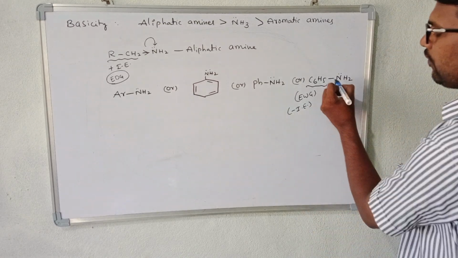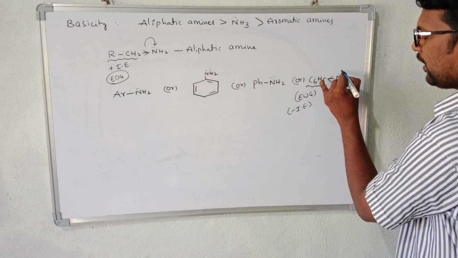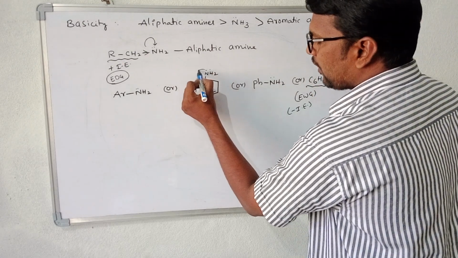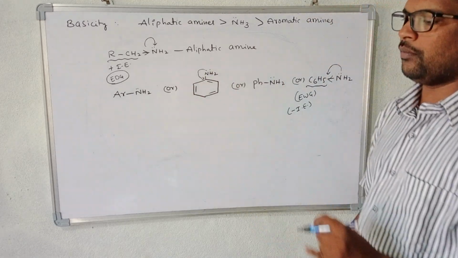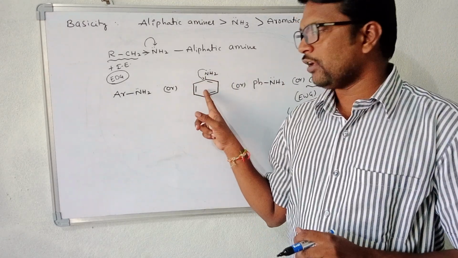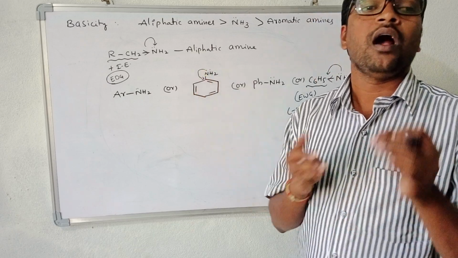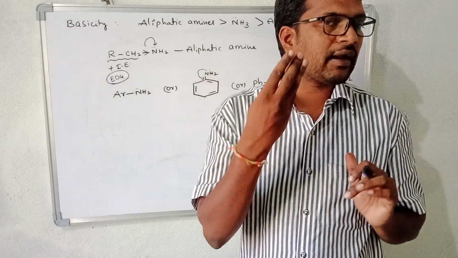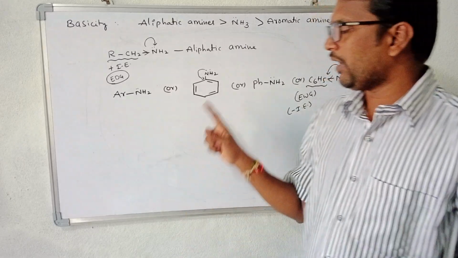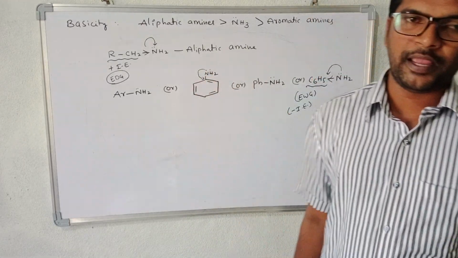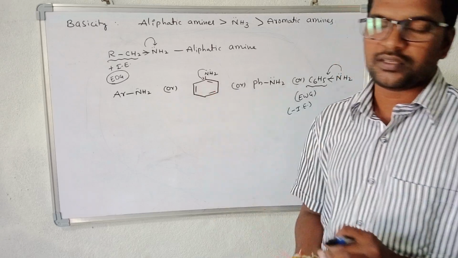So what does an electron withdrawing group do? It can withdraw electron density from the nitrogen atom. Whenever this phenyl group or aryl group withdraws electron density from the nitrogen atom, the availability of electron density on nitrogen decreases. By decreasing electron density, this nitrogen does not easily donate its lone pair, and resonance structure formation takes place.